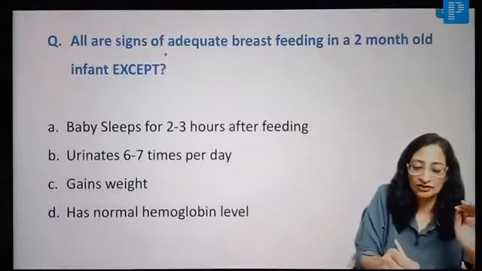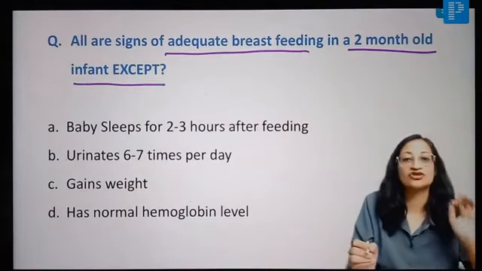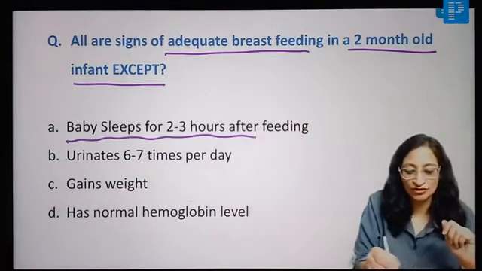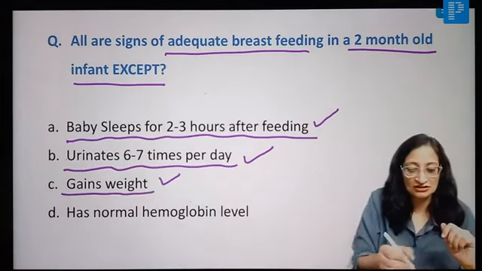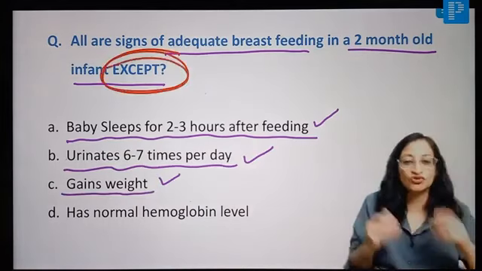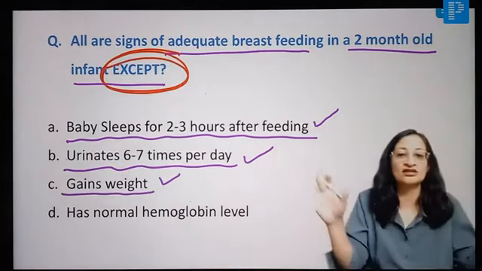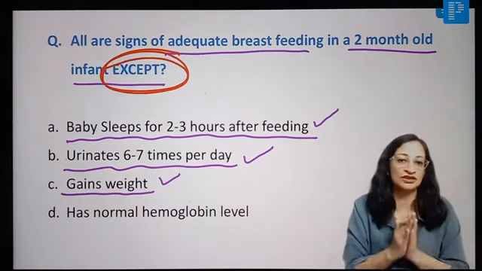Now, all are signs of adequate breastfeeding in a 2-month-old infant except. So if the baby is feeding adequately, baby sleeps for 2 to 3 hours after feeding, yes. Urinates 6 to 7 times per day, yes. Gains weight, yes. Don't forget to see the word except, okay? If you don't see the except, what will you do? The first option you will mark as correct: baby sleeps 2 to 3 hours after feeding, that means adequate feeding. Don't do that.